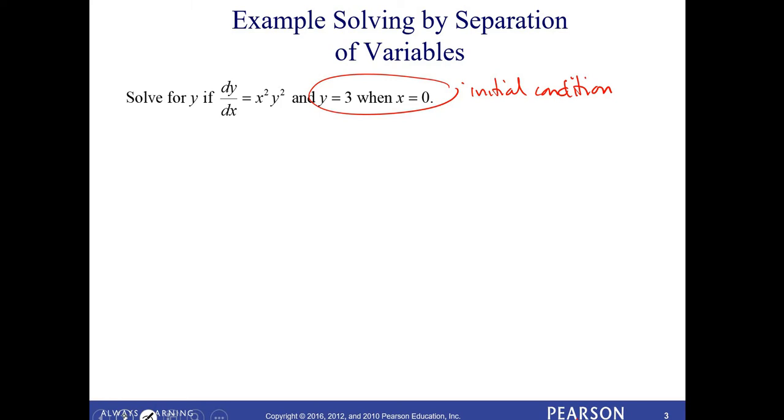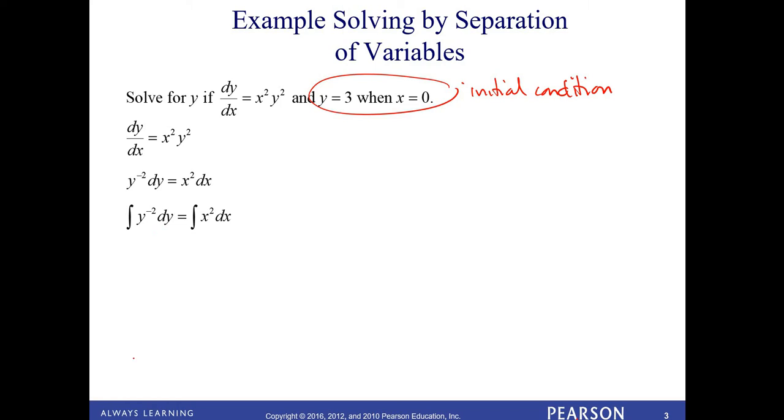Let's take a look at our steps. First thing to do is to take our function and separate the variables. Typically, we put the y on the left because we want to ultimately get y equals, and the x is on the right. So I'm going to divide both sides by y squared, or multiply by y to the negative 2, and I'm going to multiply both sides by dx. So now I've separated my variables, and I'm going to integrate both sides.